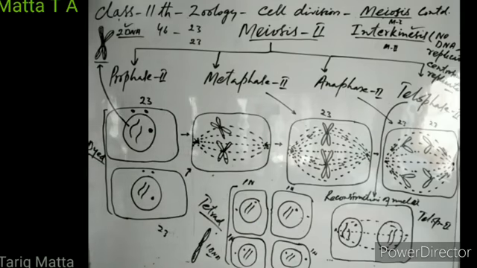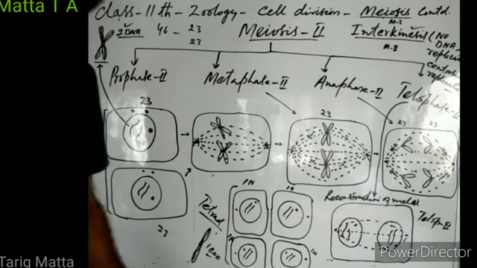Now you know meiosis only occurs in germ cells. It is used for formation of gametes, for formation of sperms and formation of ova, right? So that is all about meiosis.